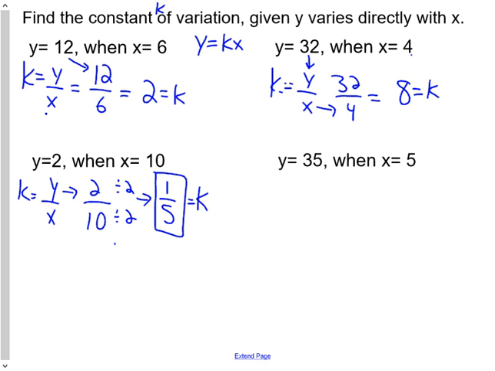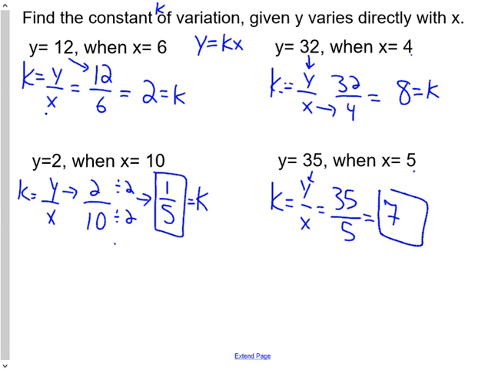Next one on the slide here, k equals y over x. y is 35 when x is 5. y on top, x on the bottom, and we get 7 for k. And that's it. That's the pattern we are continuing in this lesson.